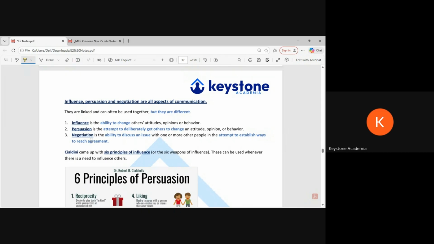Then negotiation. It is the ability to discuss an issue with one or more other people in attempting to establish ways to reach agreement. Usually this is an ideal way to do it because influence can also be biased. In negotiation, again, it's very important to listen to the other person. It's not like we are coming up with this. In negotiation, we can also talk about what we can compromise, what we cannot compromise, and how we can take it forward.